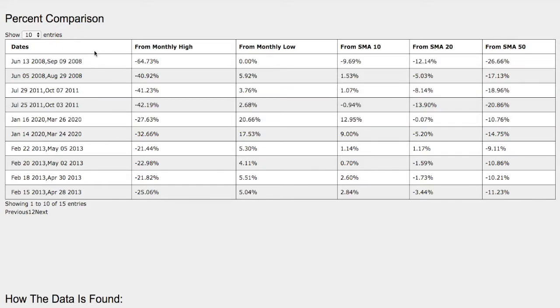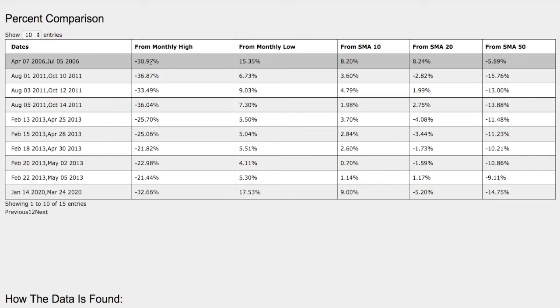So the trend that we examined was down 31% from monthly high, up 15% from monthly low, up 8% from 10 simple moving average, 8% higher from 20 simple moving average, and 6% lower from 50 simple moving average. So there's slight similarities in the technical performance for silver back then.